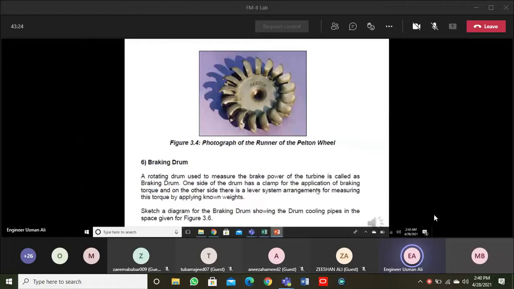Where h is the vertical distance between the center of the nozzle base and the center of the Bourdon gauge, that is the elevation correction. This diagram shows the Bourdon gauge and the elevation correction, the nozzle, the penstock and the jet.